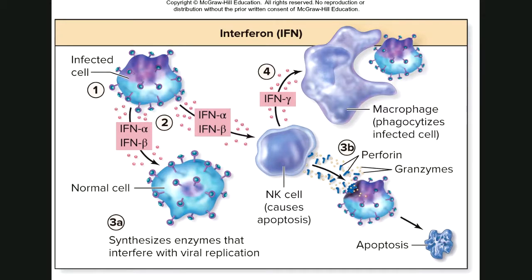It goes to normal healthy cells, right here, and it tells that healthy cell, hey, there is a virus going on, protect yourself, okay? And so what that healthy cell is going to do is create or synthesize these enzymes inside, and those enzymes will prevent the virus from replicating itself inside of that cell. So even if that virus would enter that healthy cell, if it received the message from interferon, that cell is protected and is able to basically ignore that virus.